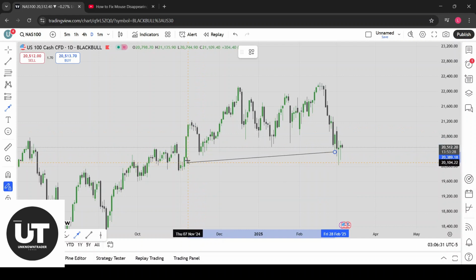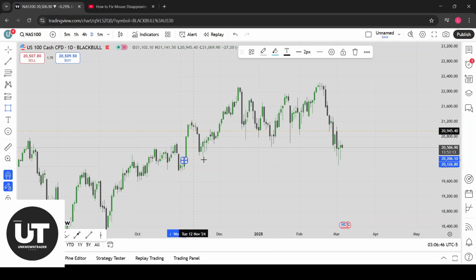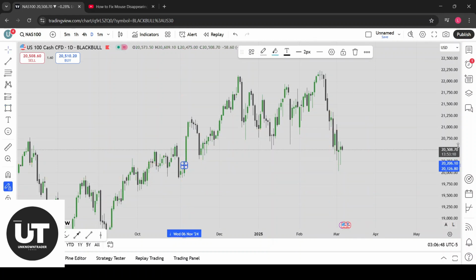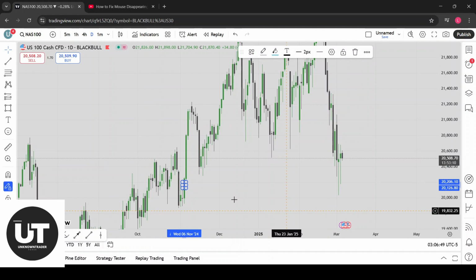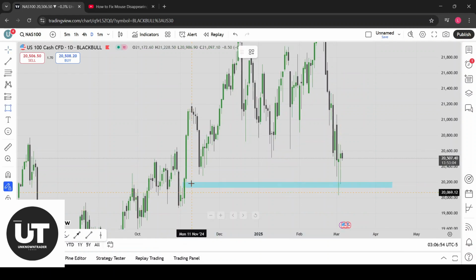And I identify this gap right here. There's a gap right here, and there's an inversion fair value gap right here. You don't want to miss these levels. You want to have them, mark them out, and be able to see them while you're trading. So we mark up our first gap and we extend it to the right, and then we mark up our inversion fair value gap.